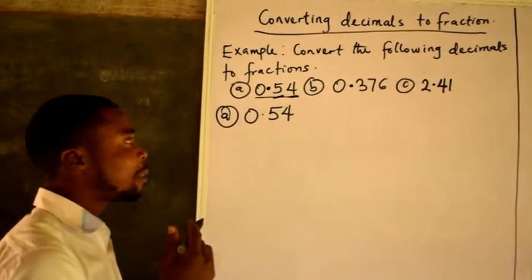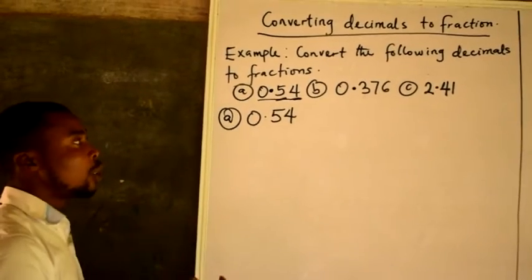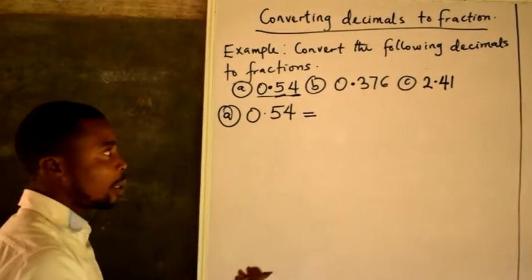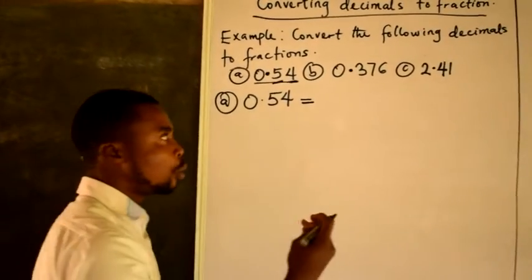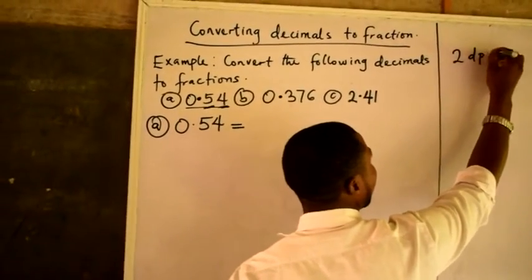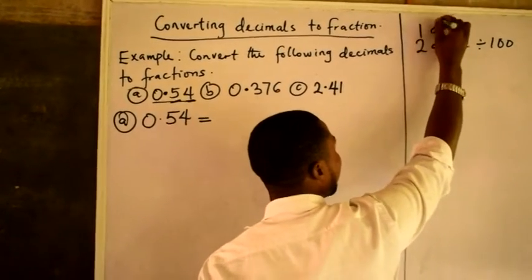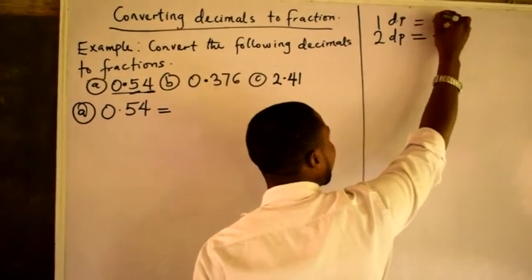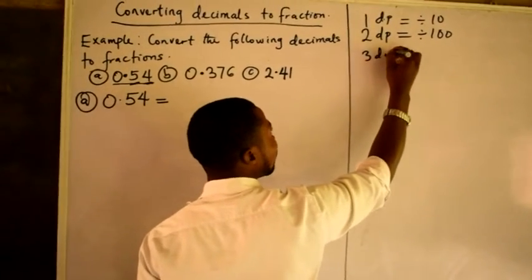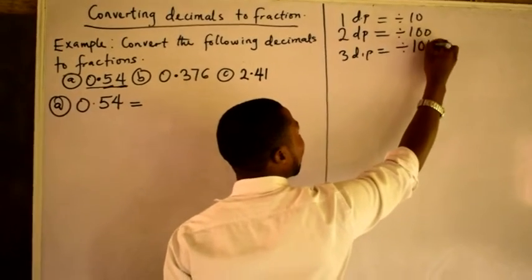So the decimal places will determine the number you will use to divide. For instance, if it is 2 decimal places, you will divide by 100. If it is 1 decimal place, you will divide by 10. If it is 3 decimal places, you will divide by 1000.